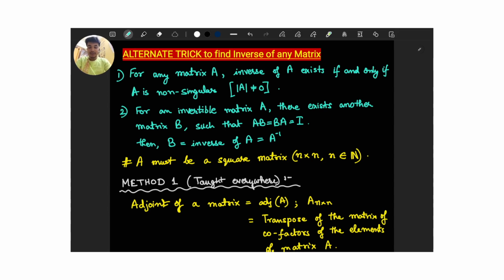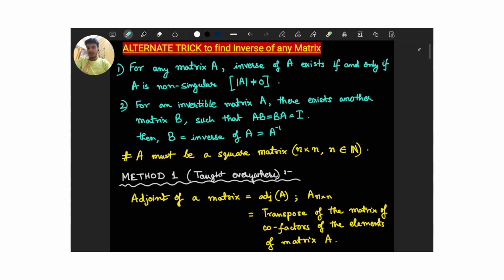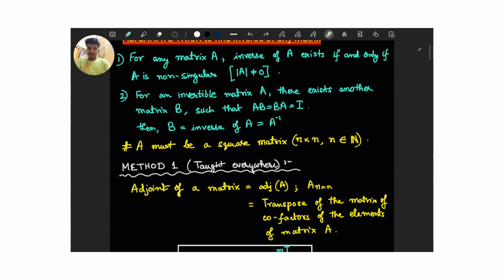So for that, let us first revisit what is actually the inverse of any matrix. By definition, we know that for any matrix A, the inverse of A exists if and only if A is non-singular, which means that the determinant of A is non-zero. It's the most fundamental criterion for the existence of the inverse of any matrix.